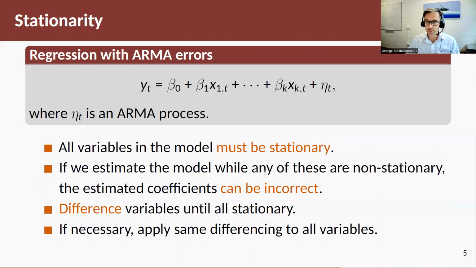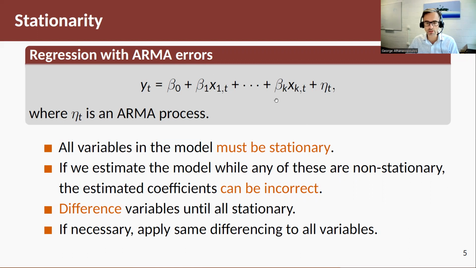Now let's have a look. Let's start with the simplest example, where we have stationary processes. We have our regression model, but our error process is allowed to have some dynamics. Everything is stationary. We can estimate this, and we get consistent estimators, minimizing the error of the second process, and all is good. Now, if we want to estimate this and some of these variables are non-stationary, then our estimated coefficients, as I said before, are incorrect, and we need to deal with this.